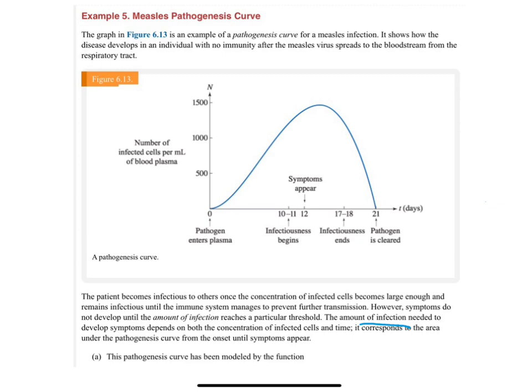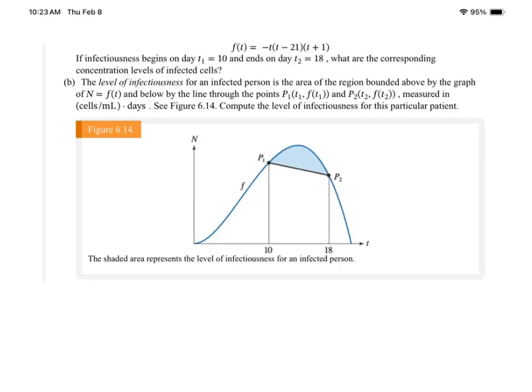We also have a function for this virus. That's going to be on this next slide. Okay, so right here it has a function. It says if infection begins on day 1 or on day T1 equals 10 and ends on day 18, what are the corresponding concentration levels of infected cells? So they want us to measure the area under the curve on T equals 10 through 18. So these are days of infection. We're trying to measure the area underneath this function.